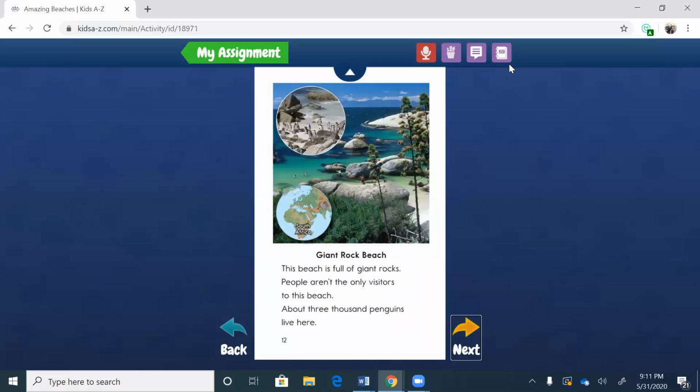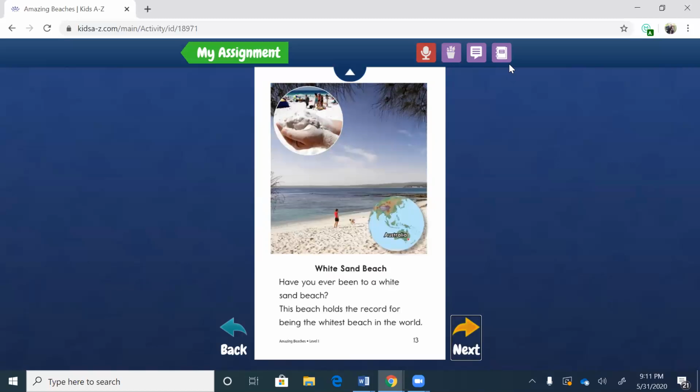Let's look at this picture here. We see big rocks, and this is in South Africa. It's called Giant Rock Beach. This beach is full of giant rocks. People aren't the only visitors to this beach. About 3,000 penguins live here. Oh, look at the penguins. You really have to zoom into that picture. That's cool.